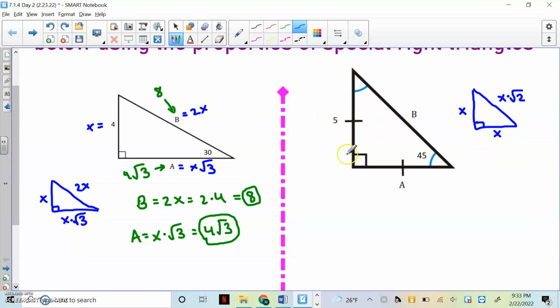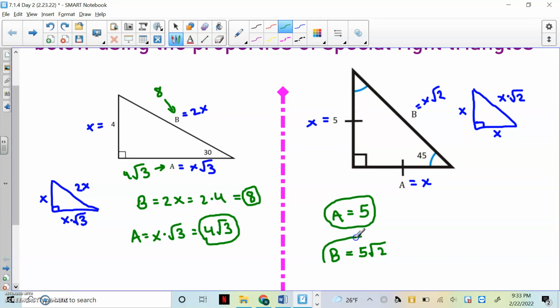So we've been given the side that is the leg, which is nice. It makes it easy on us. So if this leg is 5, we can say that this leg is also 5, because again, we know that the 2 legs are going to be the same. So we know that a is equal to 5. And b is equal to x root 2. Right? This one's x, this one's x. So b is going to be 5 root 2. And that's it.